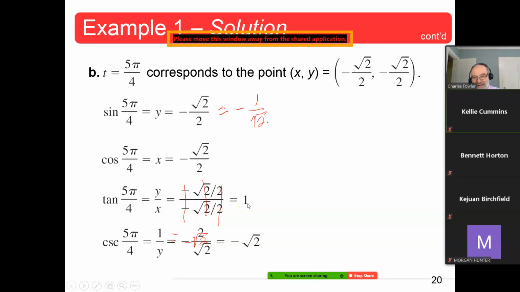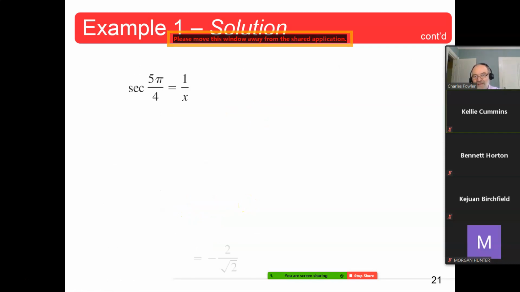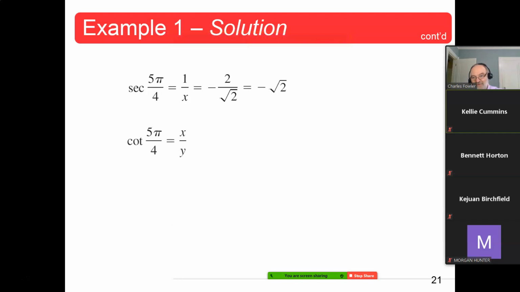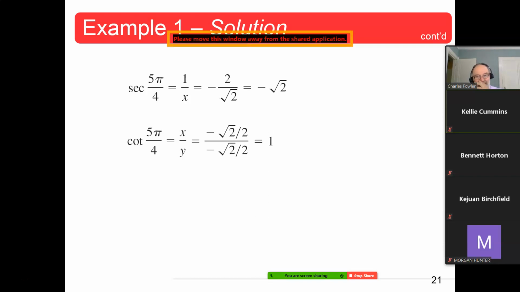Secant is 1 over x, and that's going to be the same deal, minus 2 over root 2, which is minus root 2. And then finally, your cotangent is going to be your x over y, but remember, y over x was 1, so x over y is also the same deal, and that's 1. Okay, so there was the B part.